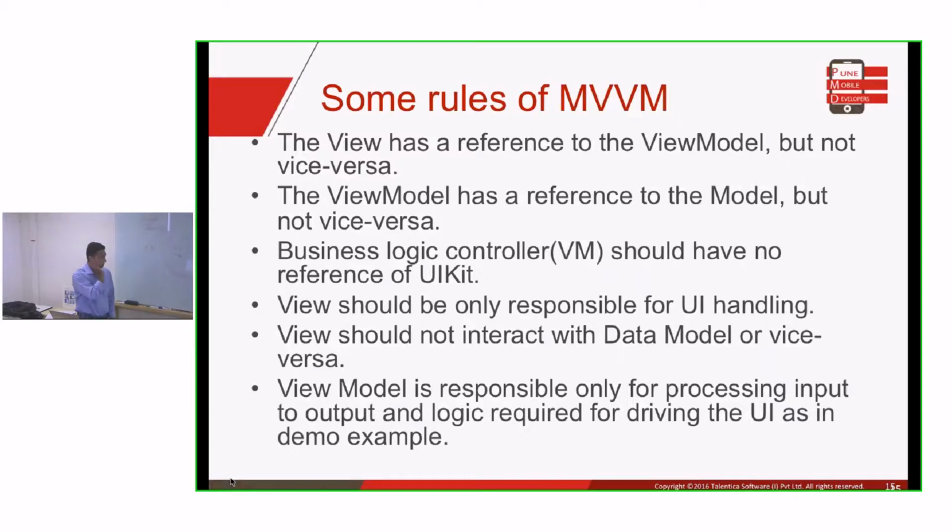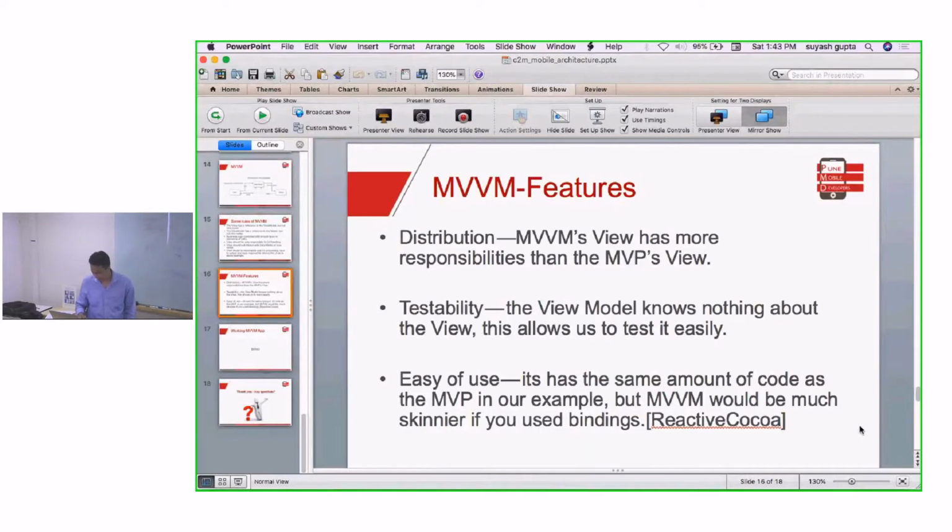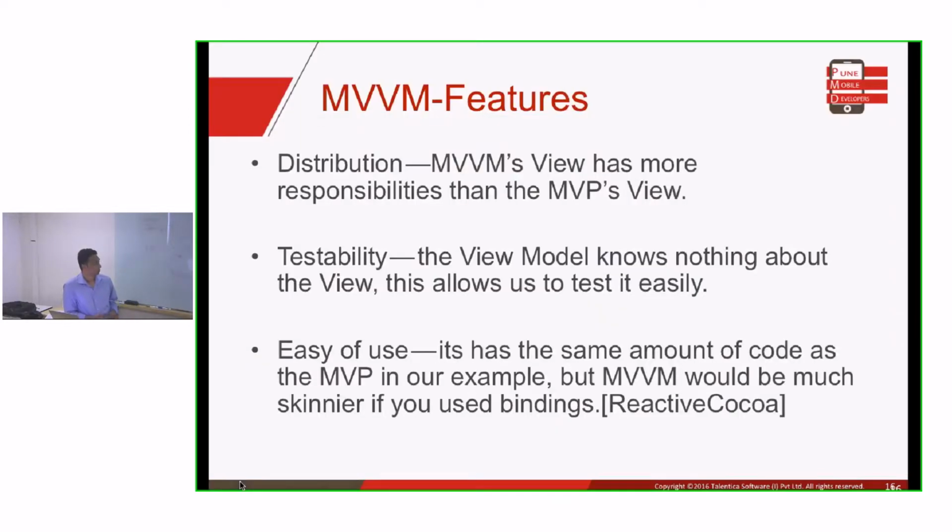So some rules for MVVM. View model has a reference to the model. Sorry, view model has a reference to the model logic. View model should not have a reference to UIKit. The view should be responsible for UI handling. You should not interact with the model directly, or vice versa. Lastly, view model is responsible only for processing logic required for driving the UI. In terms of features, responsibilities are distributed. But for testability, view model knows nothing about the view. This allows us to test it easily.